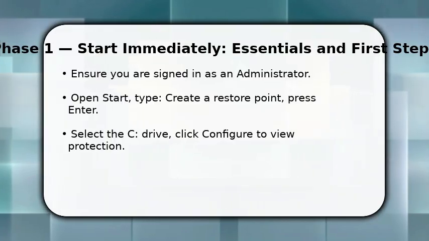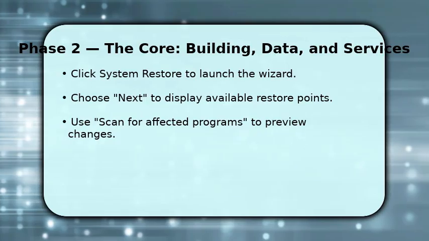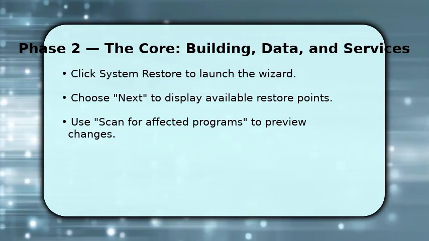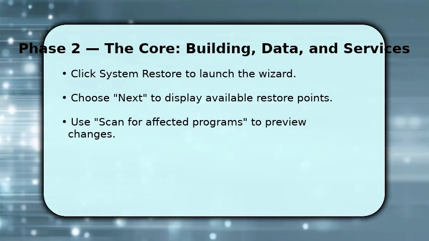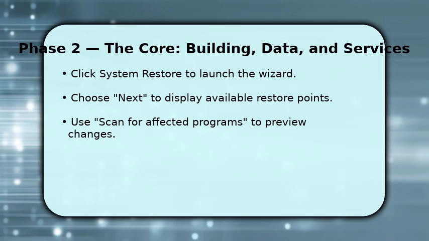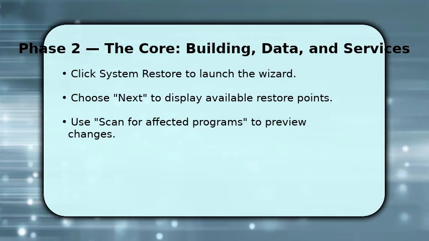Next, you launch the System Restore wizard to view the actual Restore Points. Click System Restore, then hit Next. Windows will present a chronological list of available points with descriptions and dates. This is how you pick one. Make sure to select Show More Restore Points if available, because some are hidden.